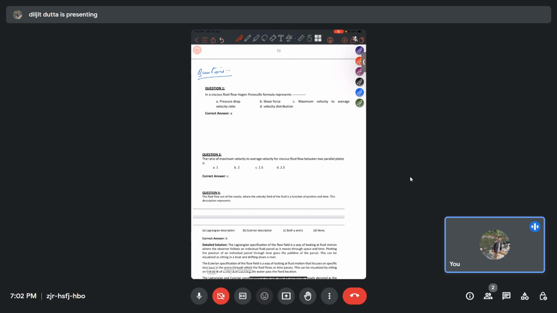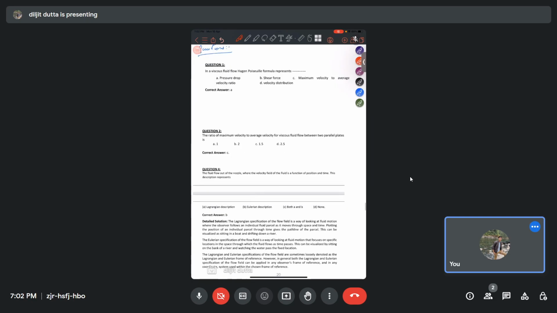Okay, we will now see through some questions. The first question is, in a viscous fluid flow, what does the Hagen-Poiseuille formula represent? It represents pressure drop. The formula is P1 minus P2 by rho g is equal to 32 mu v L by d squared. So this represents pressure drop.